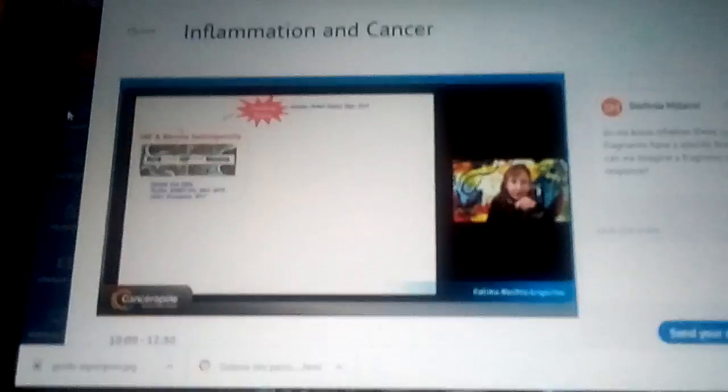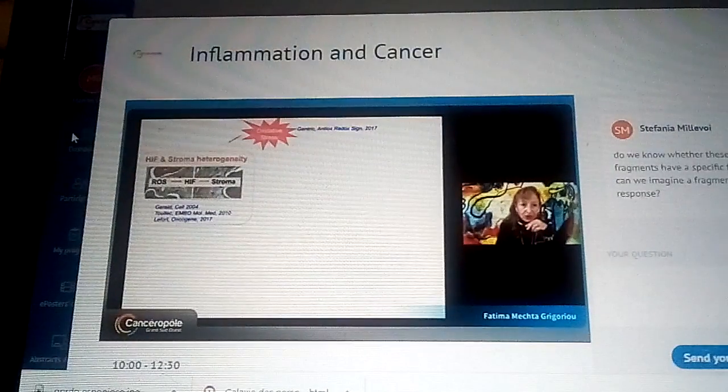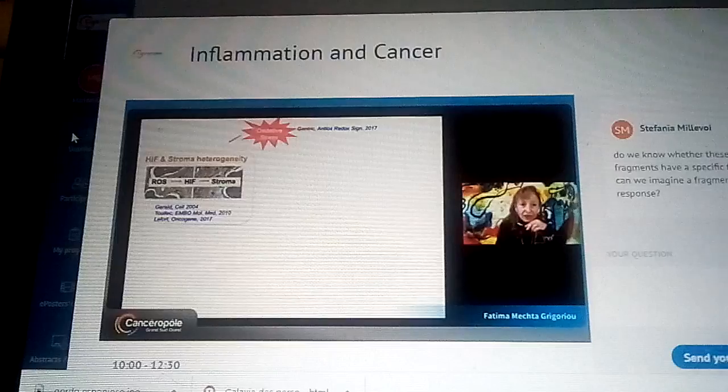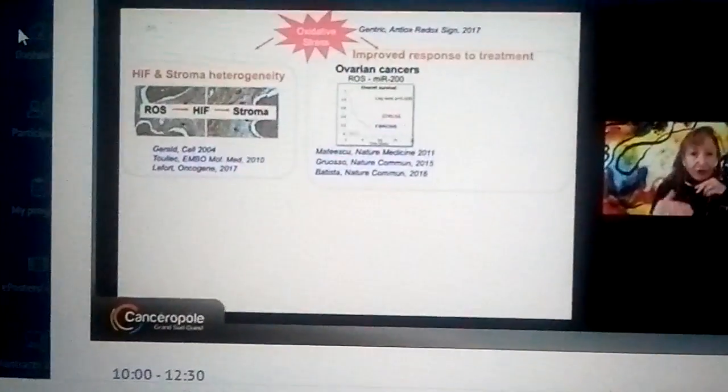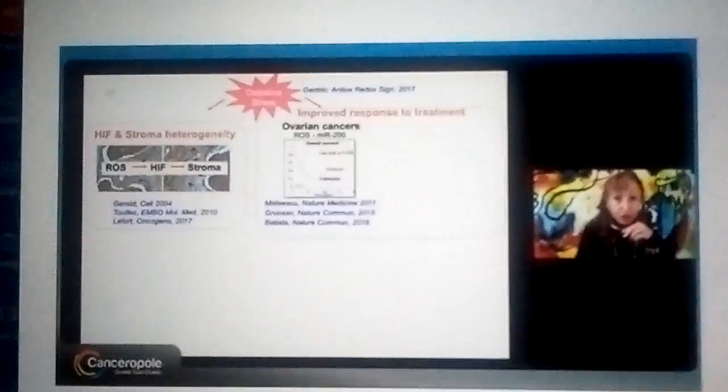And what we have seen in cancer is that reactive oxygen species promote the accumulation of a hypoxia-inducible factor even under normoxic conditions. And this converts the fibroblast into myofibroblast. And this increases stromal heterogeneity and increases tumor metastatic spread. But in addition to that, we found that reactive oxygen species increase tumor development and metastatic spread, but in the meantime, they can improve response to treatment.